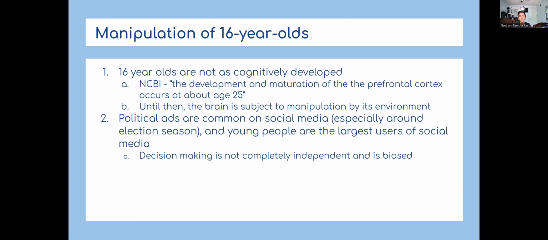So looking at social media, which we had just talked about in that question, political ads are common on social media, especially around election season. And young people are very large users of social media. 16 and 17-year-olds will often be found more than 18-year-olds on social media, which basically just shows that it's very easy for these political ads to come in and sway their decisions. And as a result, decision making is not going to be completely independent, and instead it's going to be biased.